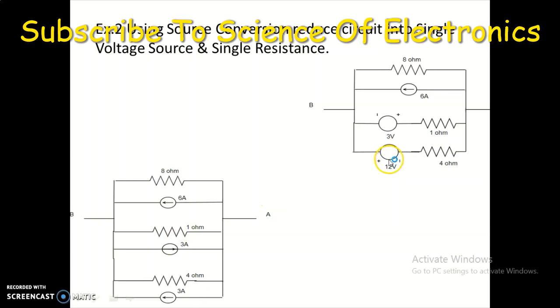Similarly, for this branch also we have to convert this voltage source into a current source. So I is equal to V by R, that is 12 divided by 4, which is 3 ampere.